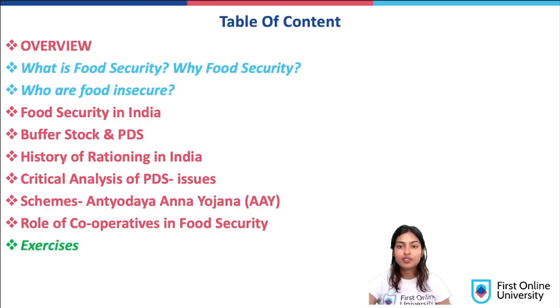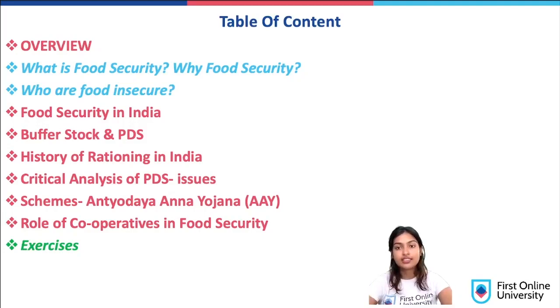Briefly speaking, we will be seeing the overview that basically summarizes what the entire chapter is going to be talking about. After that, we will evaluate what is the exact definition of food security and why our country, India, needs food security. And also, once we've evaluated the whats and the whys, we get along to who are the most insecure people in India.